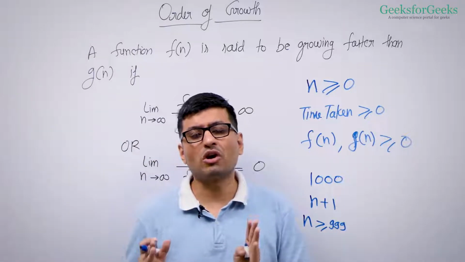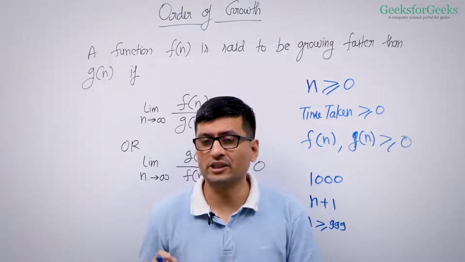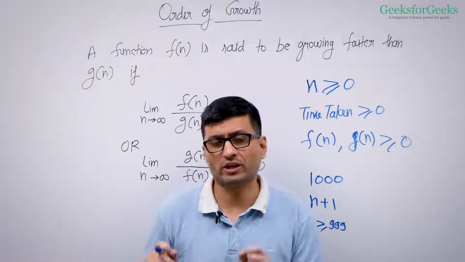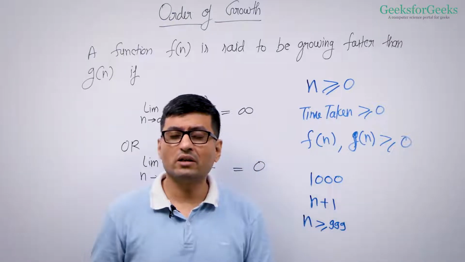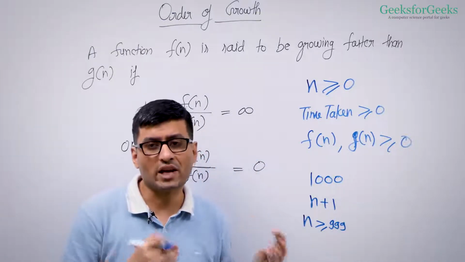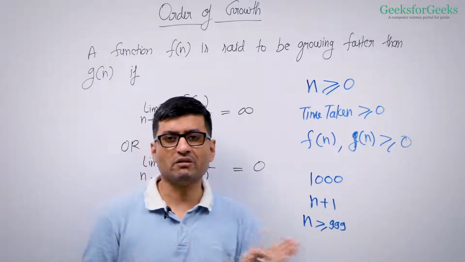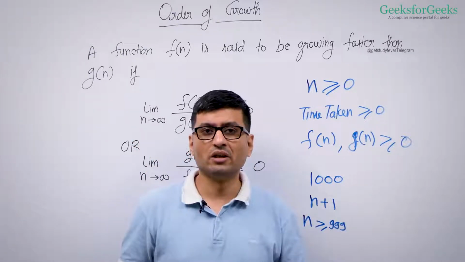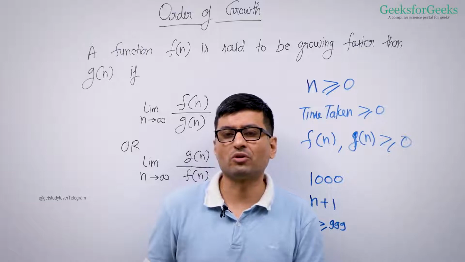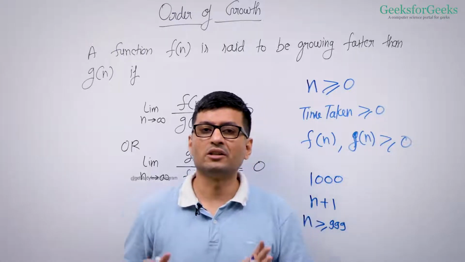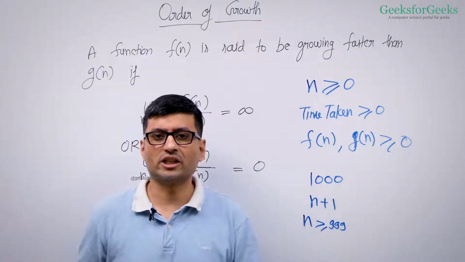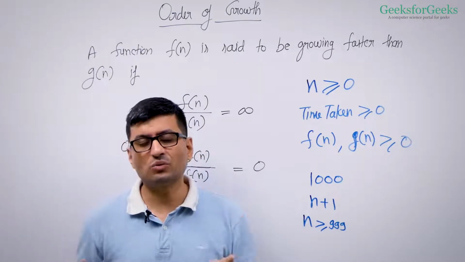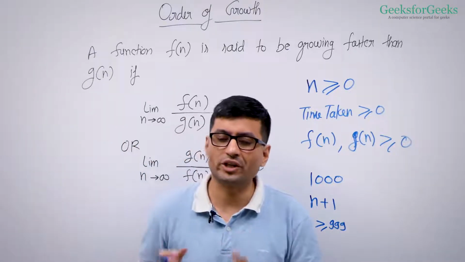We always talk about the limit n tends to infinity. However, practically, it might never reach that limit. It might never reach that high value 999. But that's what we talk about. We talk about only large input size in this theoretical analysis. That's what everybody does when we analyze algorithms theoretically.